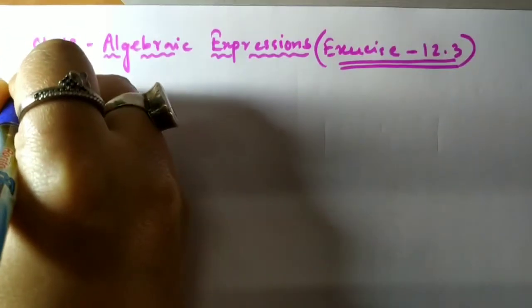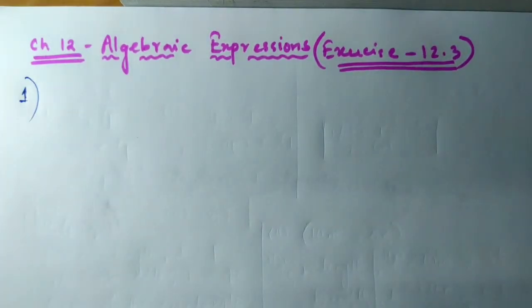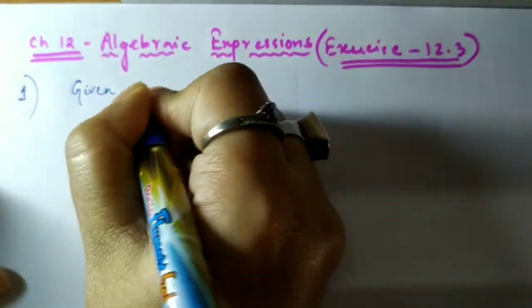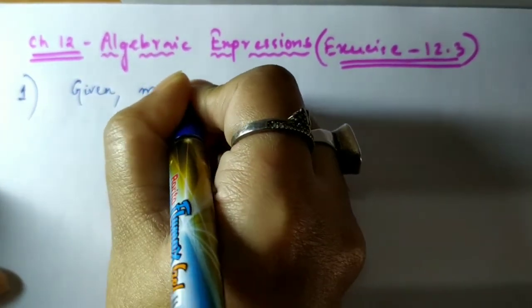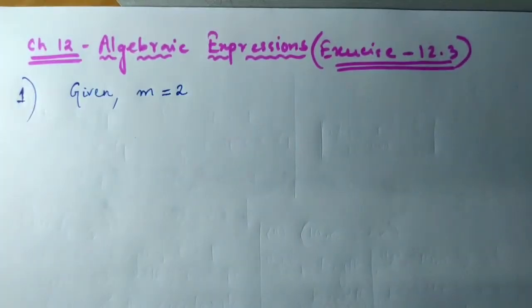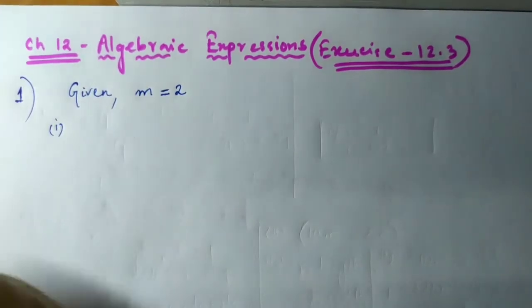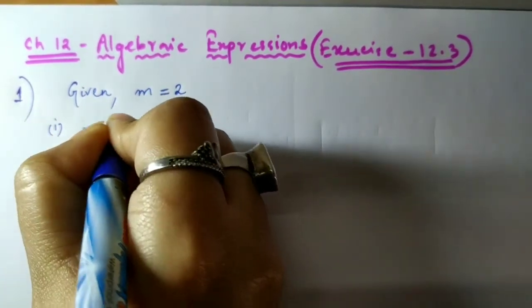What is given in question number 1? Let's see that. It's given if m is equal to 2, find the value of. So it's given for question number 1, the value of m is given. M is equal to 2. So we have to find the value of the other expressions. So question number 1 is given as m minus 2.